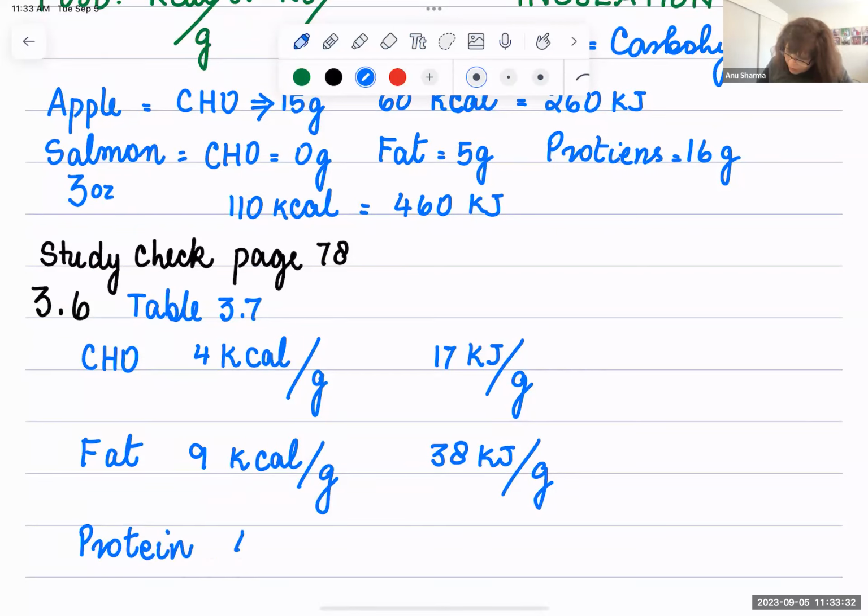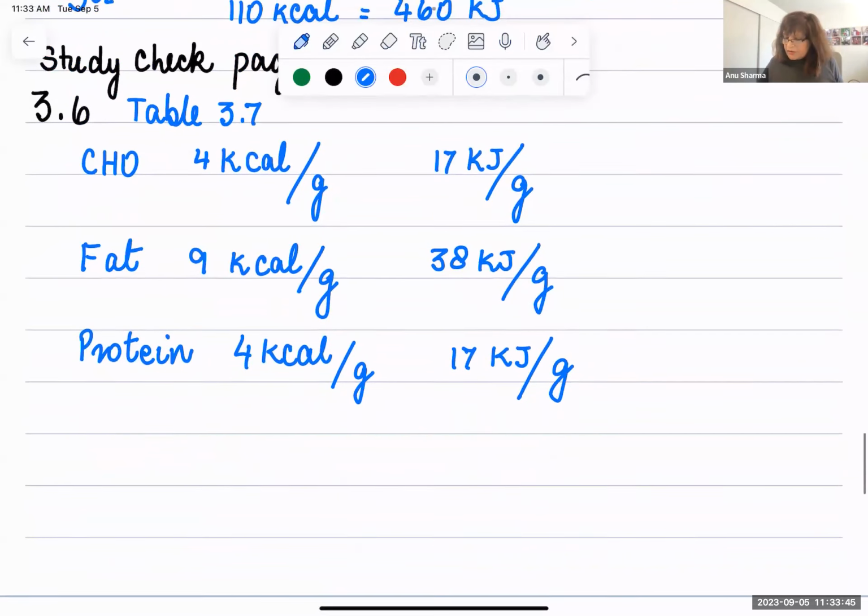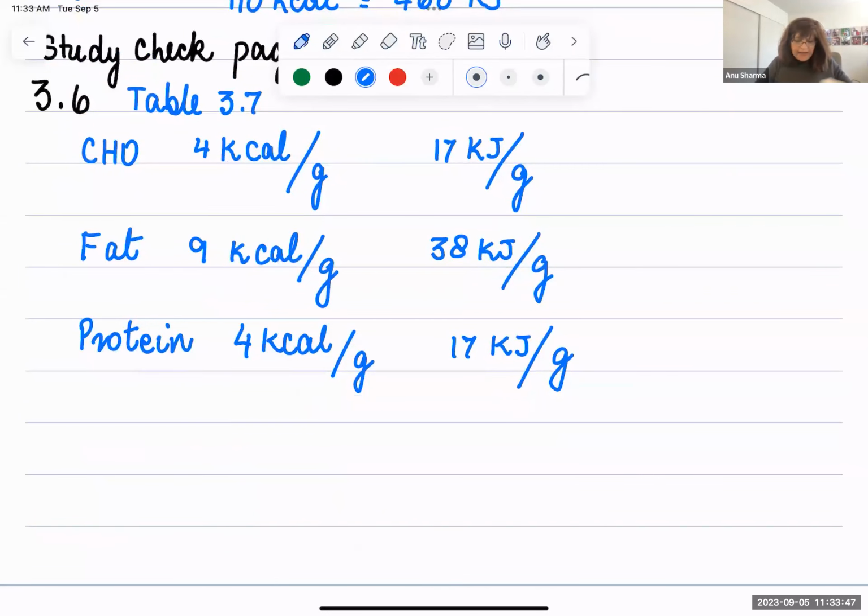Protein, 4 kcal per gram, 17 kilojoules per gram. Okay, this is all given to you in the table. This is the information we have, extracted in this table. Now comes a question.